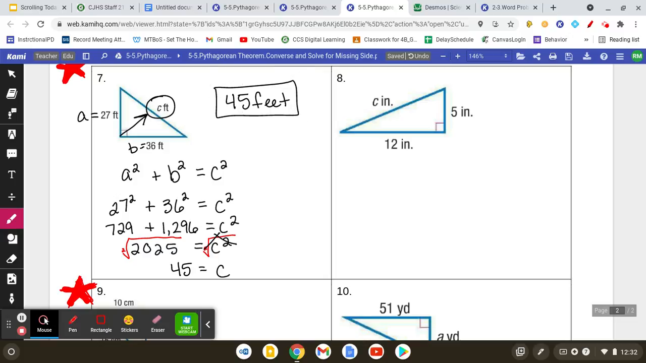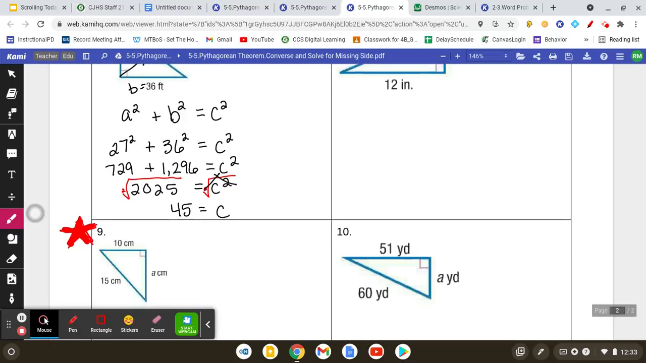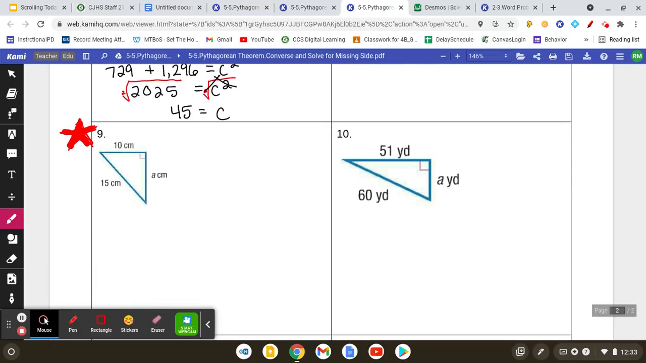Remember, we got to take the positive number here because we are talking about a length here. We cannot have a negative length. And we want to check. C is supposed to be the longest length. Is it the longest length? It is, because the legs are 27 and 36. 45 is the longest length. It is larger than both 27 and 36. So that works out. Let's go ahead and get on to number 9.